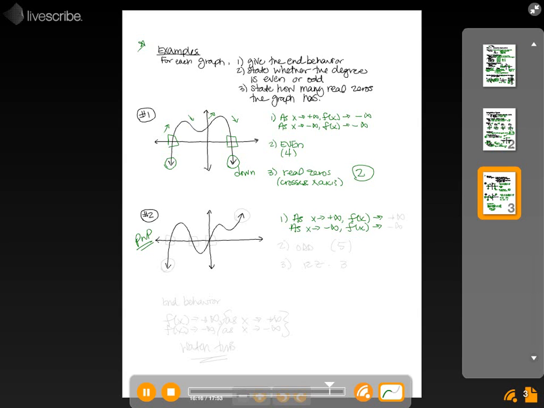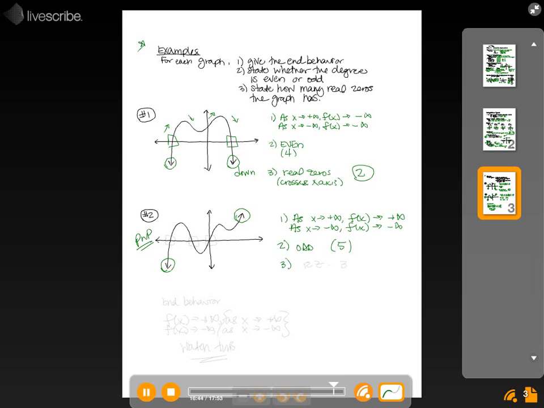Alright, let's figure this out. Right-hand side is going up, so we put positive infinity. Left-hand side is going down, so we put negative infinity. That answers question 2 for us. We have one of each. They're going opposite directions, so it's odd. And if we actually want the degree, we count how many times it changes direction. It goes up, down, up, which would be 5. So the degree is actually 5.